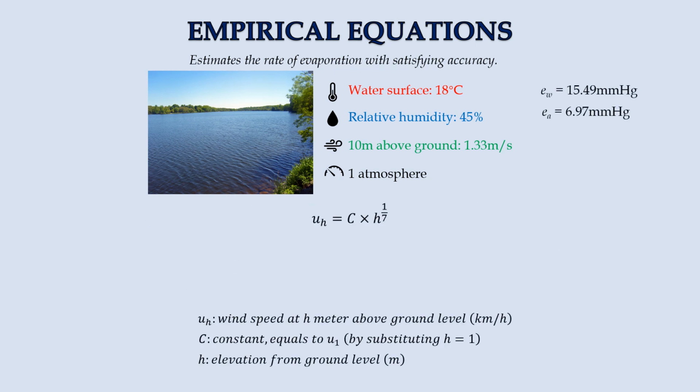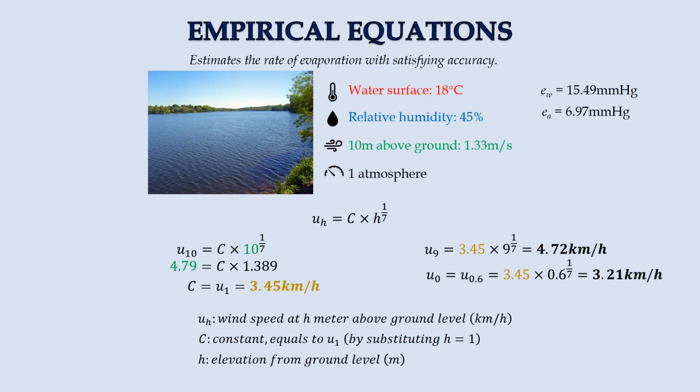As for the wind speed, only data for 10 meters above ground is available. In this case, we can use the following power law to assume the wind speed at any elevation, provided it is below 500 meters above ground level. In this equation, constant C equals the wind speed at 1 meter above ground level, U1. Since the value of U10 is 1.33 meters per second or 4.79 km per hour, we can now solve for U1. In this case, it equals 3.45 km per hour.